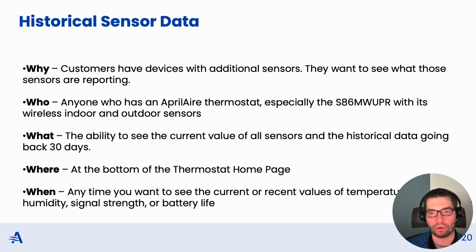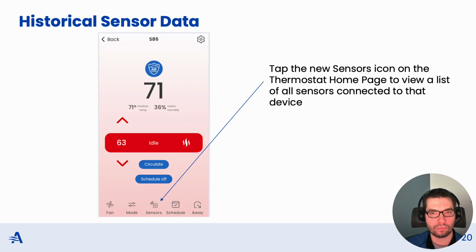So anyone who has an AprilAire thermostat, especially S86 users, they have wireless indoor and outdoor sensors. They want to be able to see the value of those sensors, humidity and temperature. And they also want to see the history, maybe a week out or 30 days out, to see how much of a temperature or humidity change has occurred during that period of time. So this will be at the bottom of the thermostat homepage, and anytime you want to see these values, you can now tap that button and see everything at a glance.